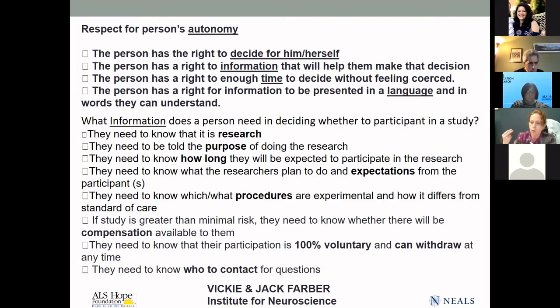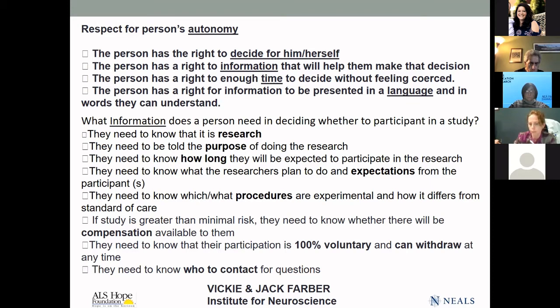And also they need to know if this is greater than minimal risk. Is there any compensation? When we say something is greater than minimal risk, any kind of new medication that's being studied is considered greater than minimal risk because, of course, it's a new medication. We don't know all the possible side effects of that medication. So then, is there some sort of compensation available?